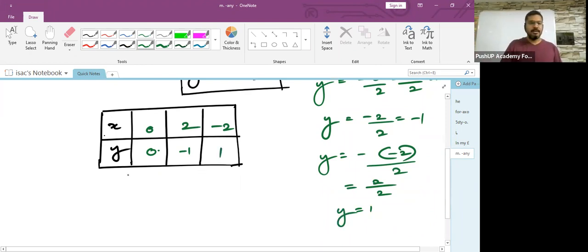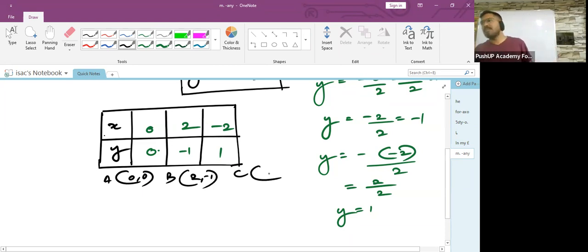Such easy values you have got to plot, isn't it? Please do it. Point A will have coordinate 0, 0. Point B will have coordinate 2, minus 1. And point C will have coordinate minus 2, positive 1.